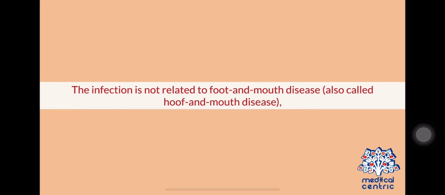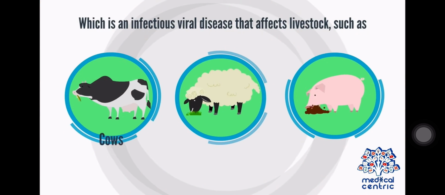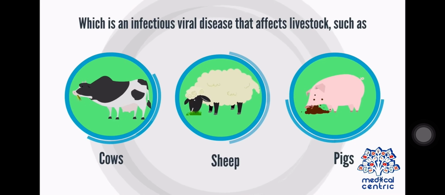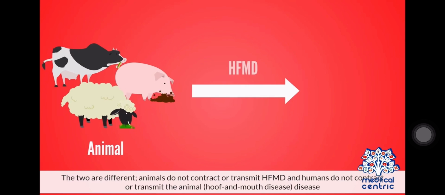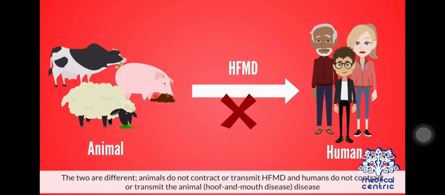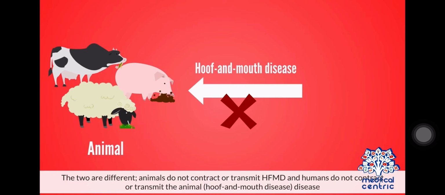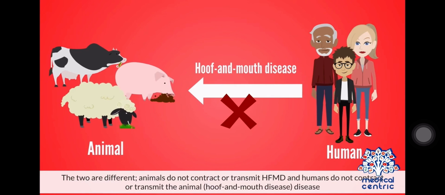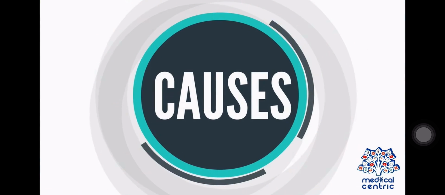The infection is not related to foot and mouth disease, also called hoof and mouth disease, which is an infectious viral disease that affects livestock, such as cows, sheep, and pigs. The two are different. Animals do not contract or transmit HFMD, and humans do not contract or transmit the animal hoof and mouth disease. Hand, foot, and mouth disease occurs in all areas of the world, usually during the spring, summer, and fall months.